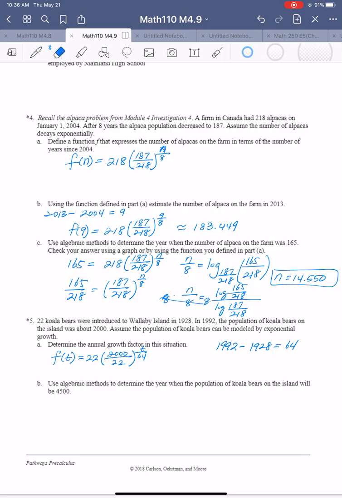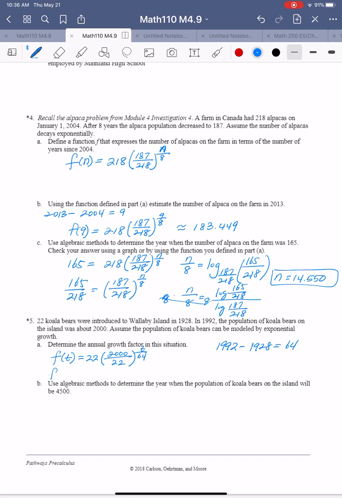So use the algebraic model to determine the year when the population of the koala bear on the island will be 4,500, okay? So now the 4,500 koalas from the 22, so 2,000 over 22 is about 1.073 to the t over, hold on a second. What I need to do is, let me change the formula. Oh, sorry about that.